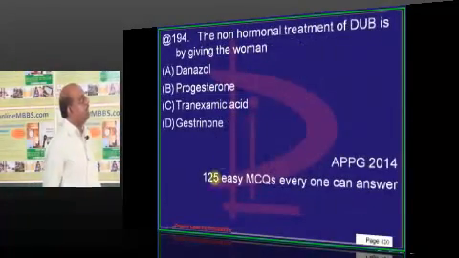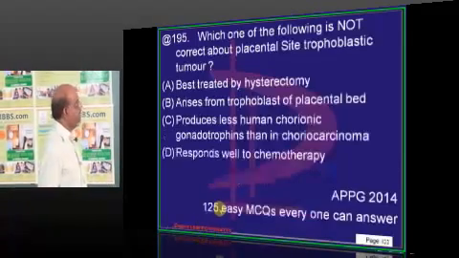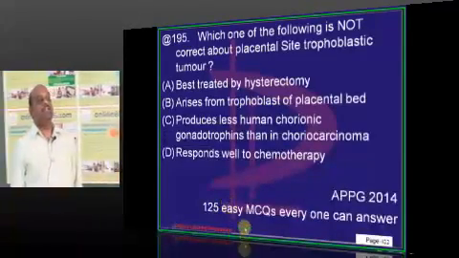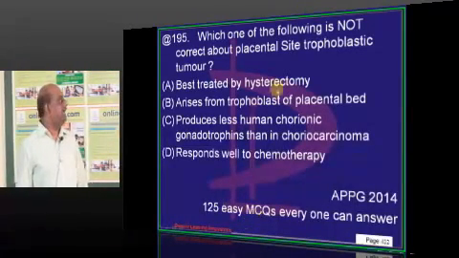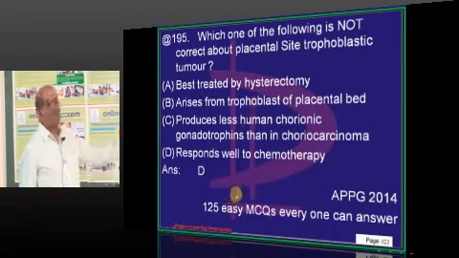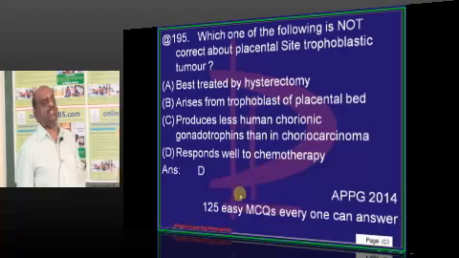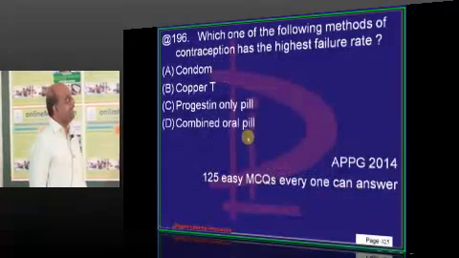Then tranexamic acid is the non-hormonal treatment. It is a very well-known fact. This is our favorite question. Placental site trophoblastic tumor. Many times we discussed. What was your answer? It is basically chemoresistant in nature. Surgery, hysterectomy is the one that you need to basically do, is its specialty.